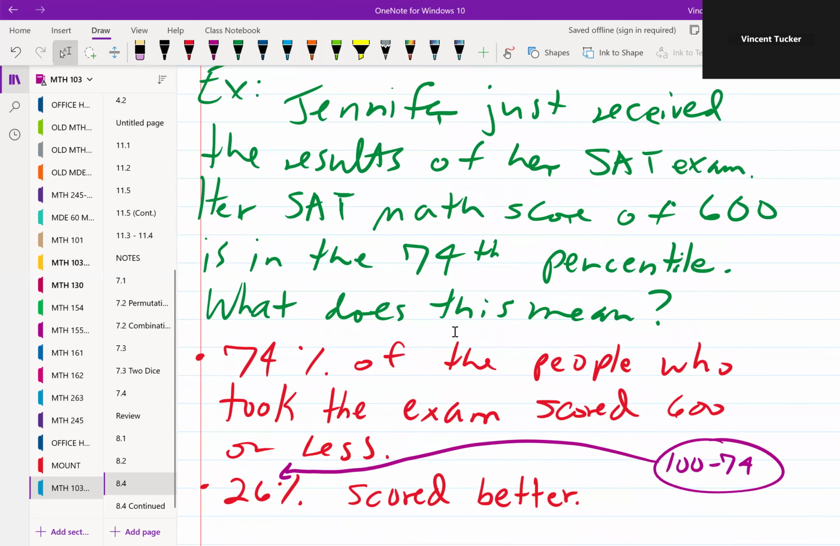All right, so it just means that 74% of the people who took the SAT or took the exam scored 600 or less, and then 26% scored better. So that's 100 minus that 74. That's how you got 26%.